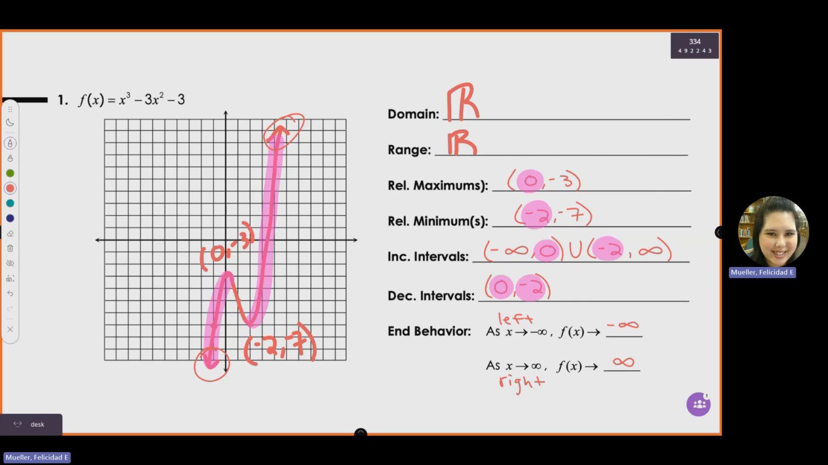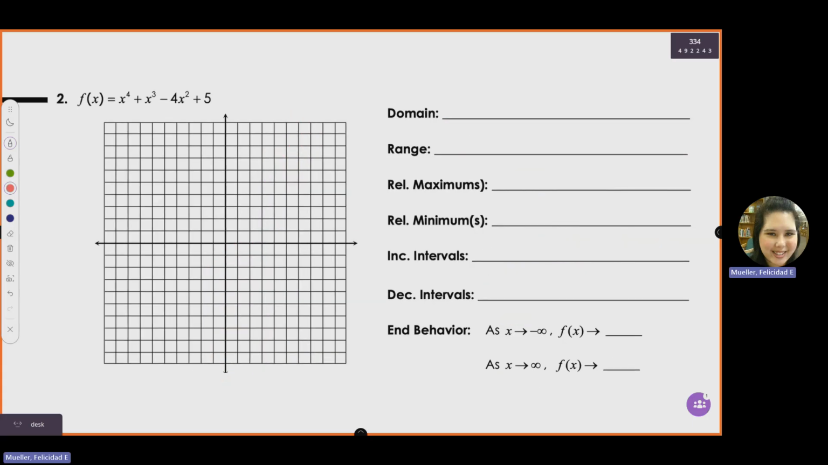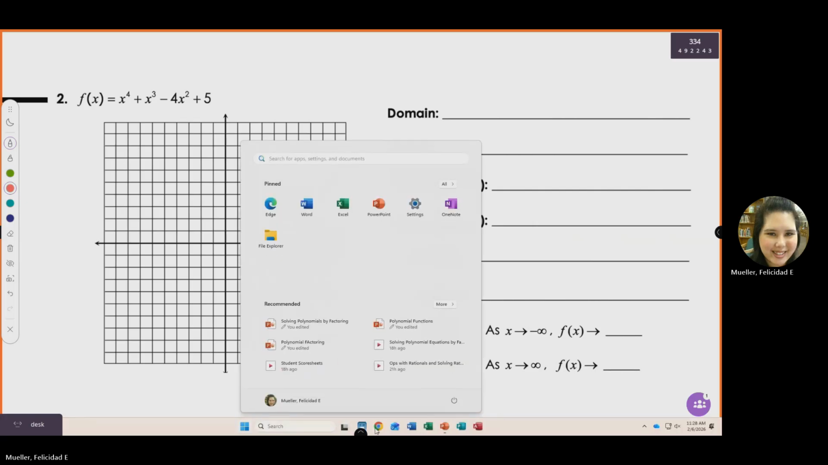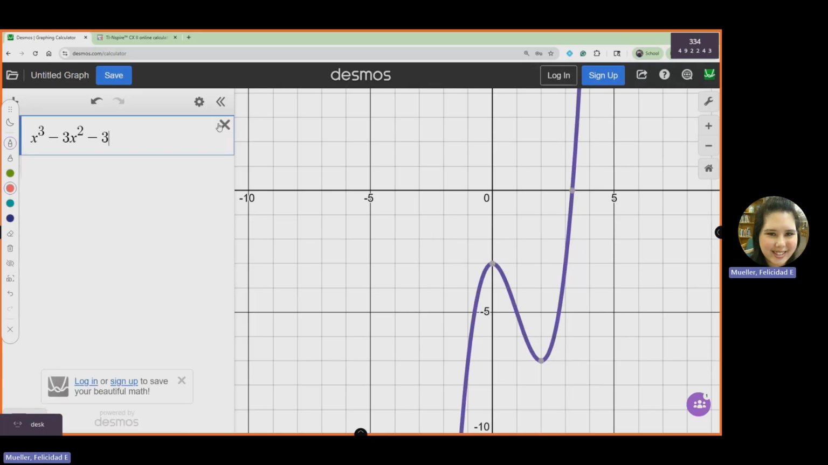As always, pause the video as needed. Moving on to our next question. So I'm going to go ahead and do question 2 together. So we're going to go ahead and graph that. There it is.